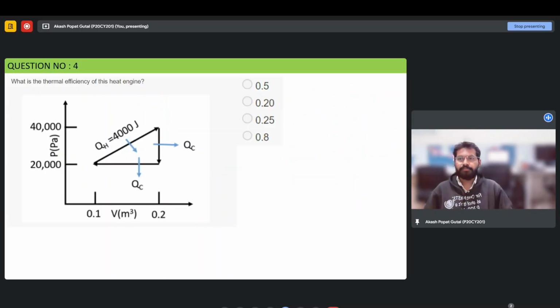The next question, question number 4. What is the thermal efficiency of heating? You have to find out what is the thermal efficiency. Diagram is given. Draw this diagram in your notebook. Try to understand what processes are happening. It is a cyclic process. As we can see, the system is coming back to the same point. We are asked about the efficiency of it. Please do calculate. Take your own time.